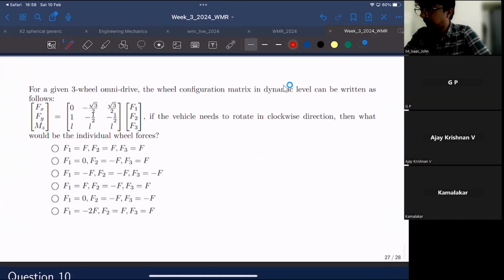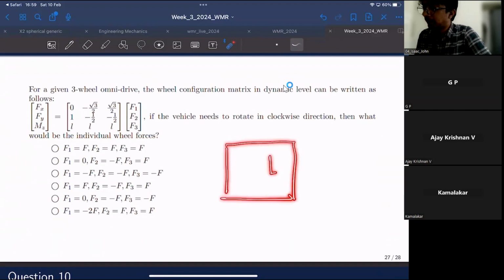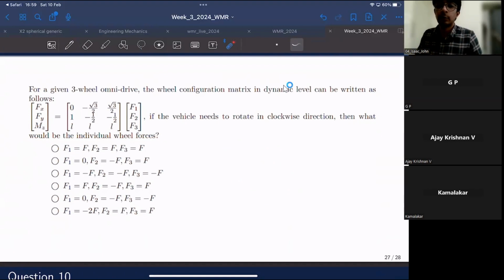And question 10 is also, if the vehicle needs to rotate in clockwise direction, then the individual wheel forces should be, yeah, this is actually very straightforward. In case of a mecanum wheel drive, if all the wheels are rotating at equal magnitude in a single direction, then it will rotate. But what is the correct direction? Is it plus f plus f plus f, or is it minus f minus f minus f? Which of the options could be correct? And it says clockwise rotation. It is indeed minus f minus f minus f.